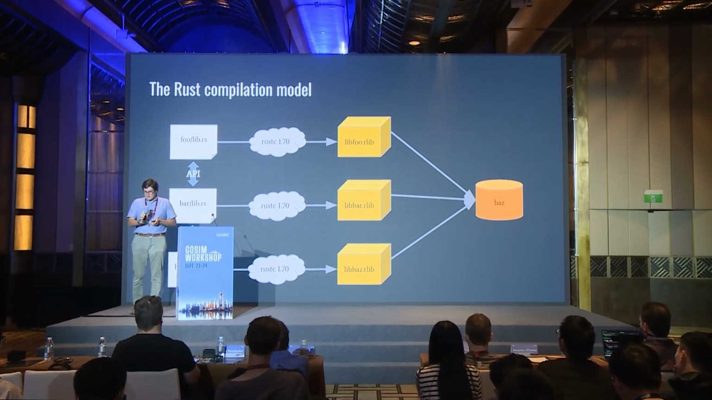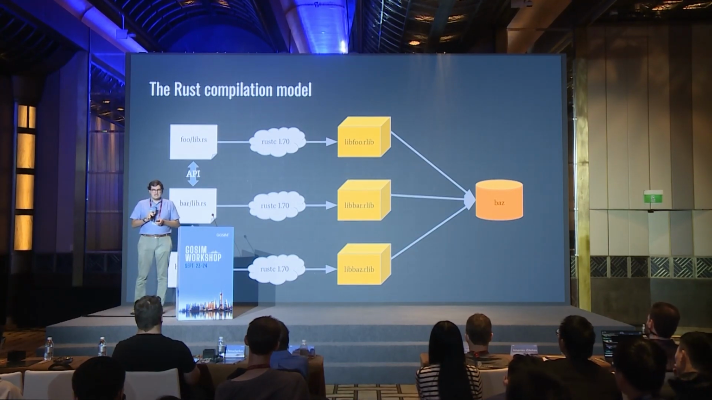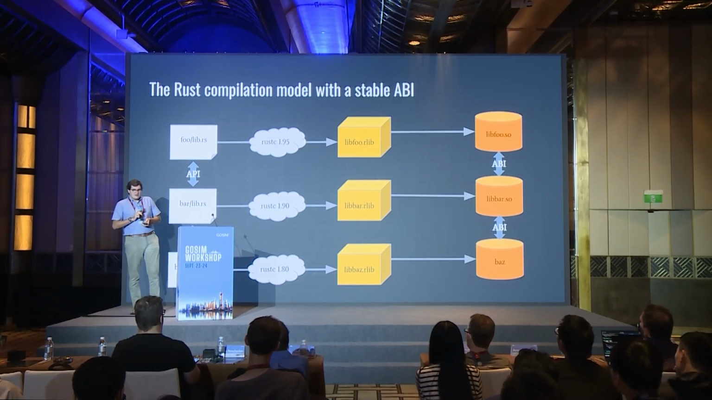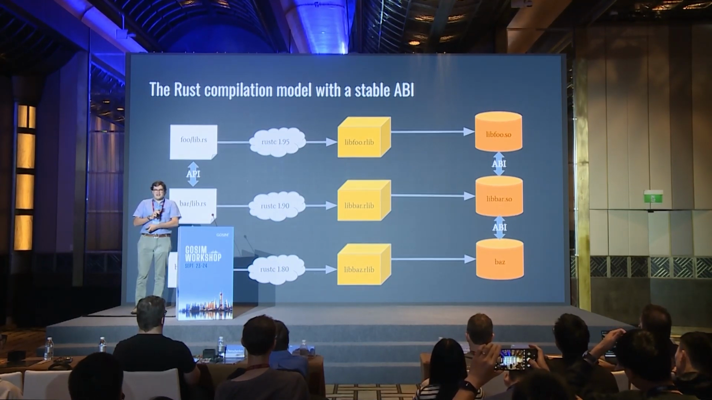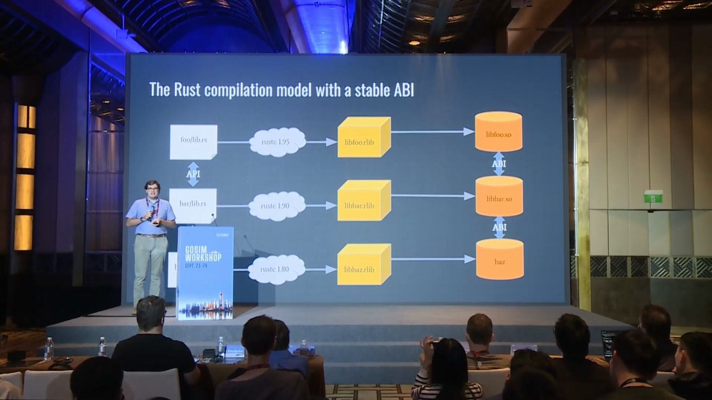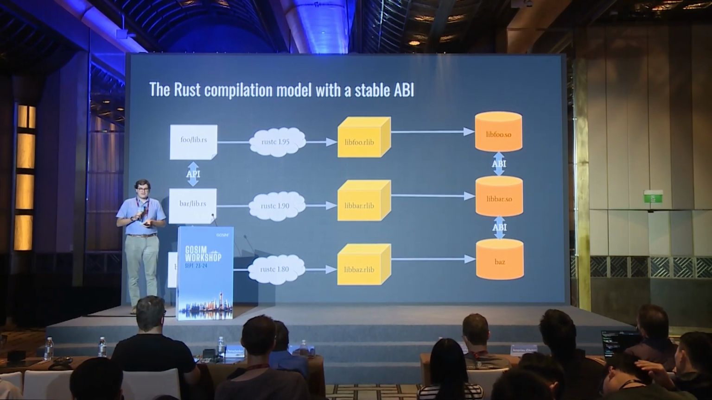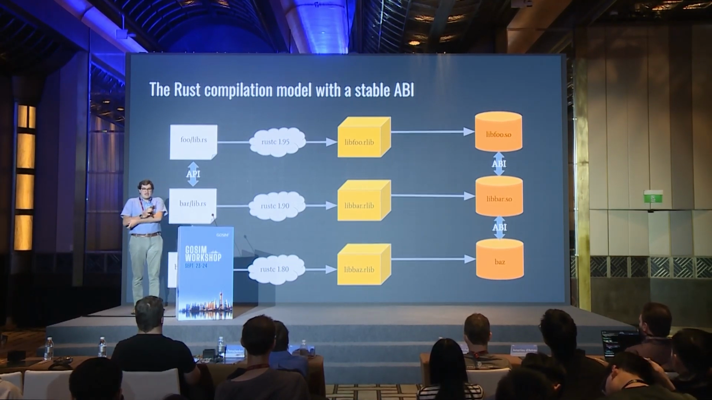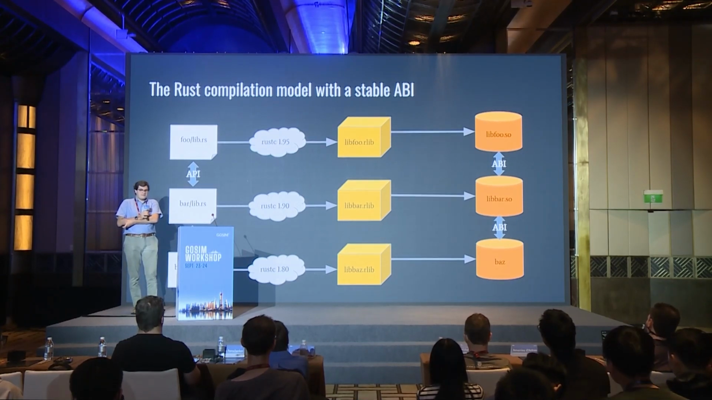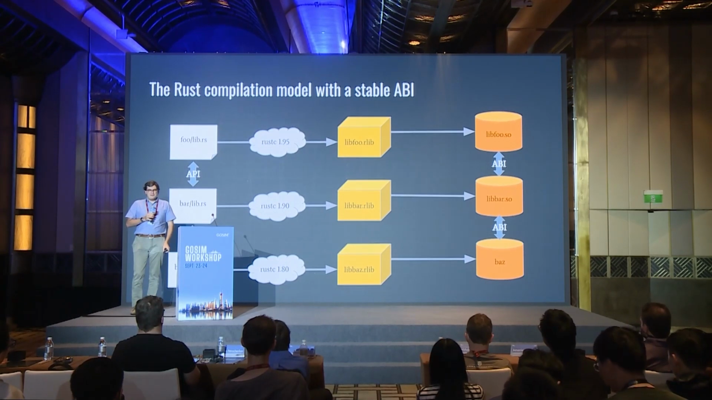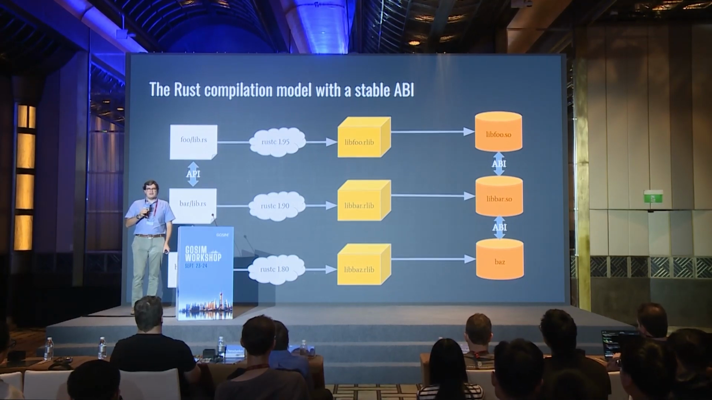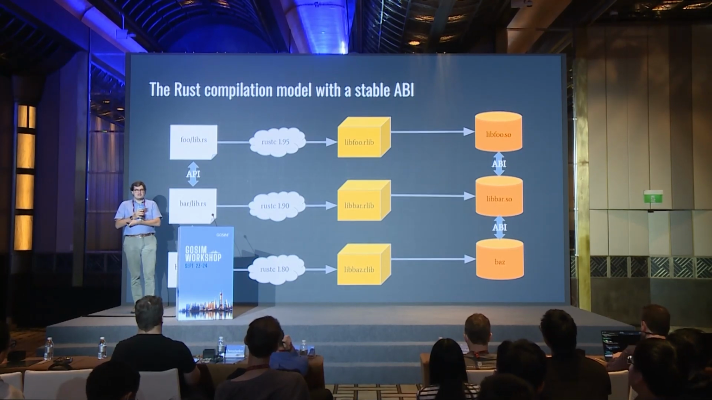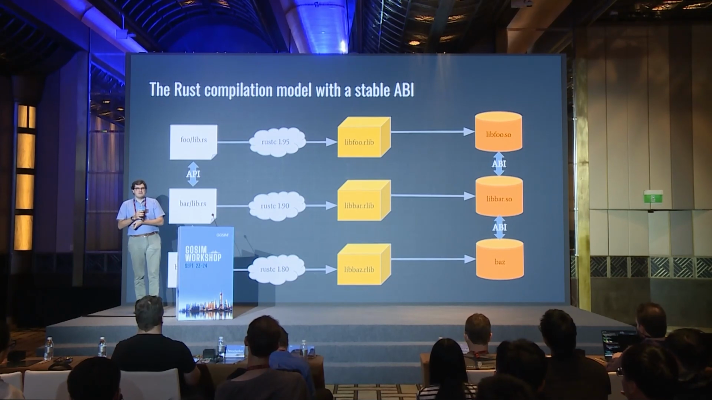So what would this model look like if we had a stable ABI? The first thing you'll notice is that instead of linking all of our crates into a single output binary, we're now compiling each crate into a separate binary artifact, a shared library, and each crate is compiled with a different compiler version. So now we still have the ability to substitute crates at the source level, but now we've added the ability to substitute a compiled version of a crate with a different one. And the interface between these compiled binaries is called the ABI, the Application Binary Interface.